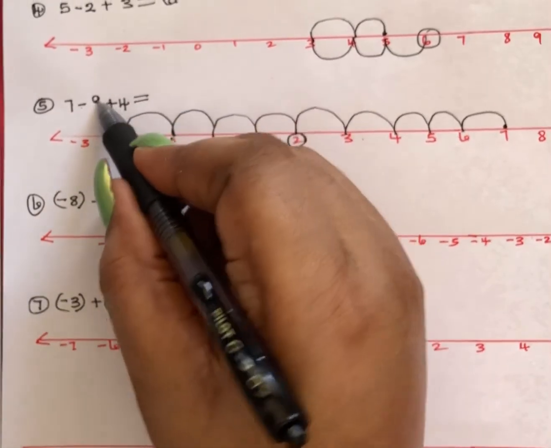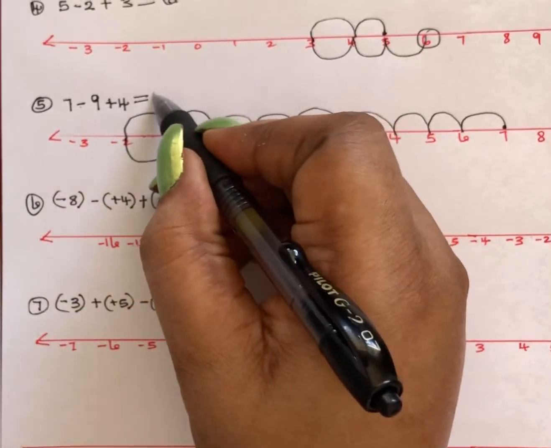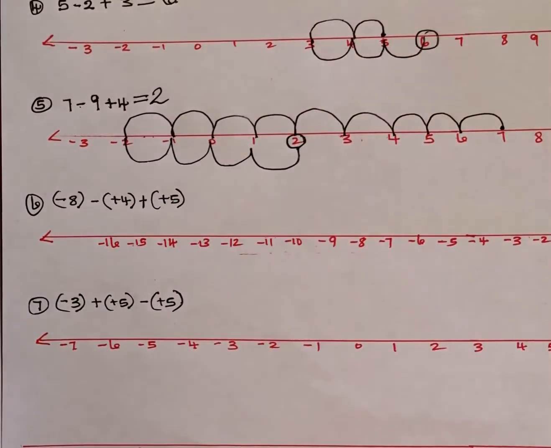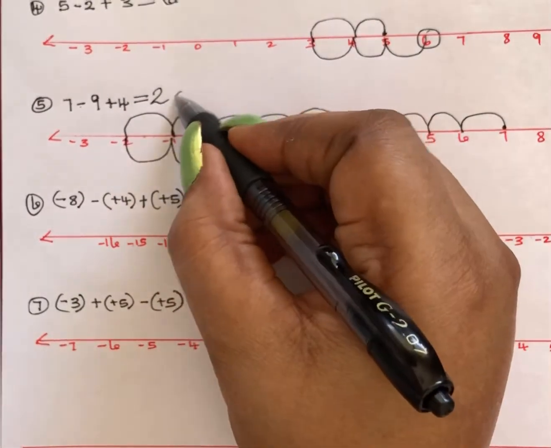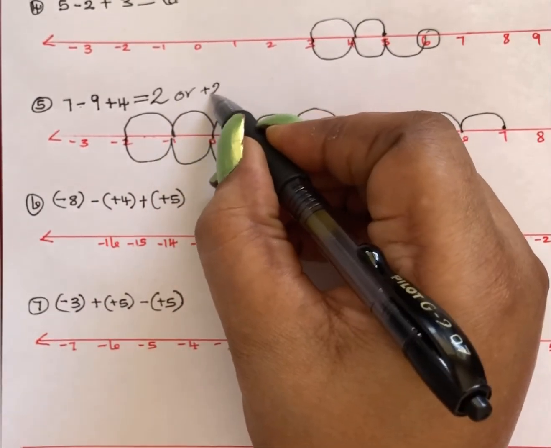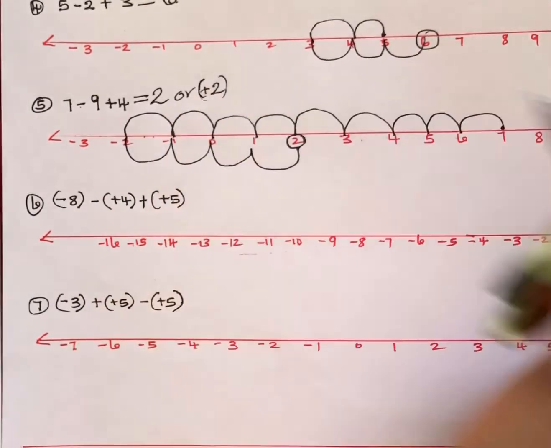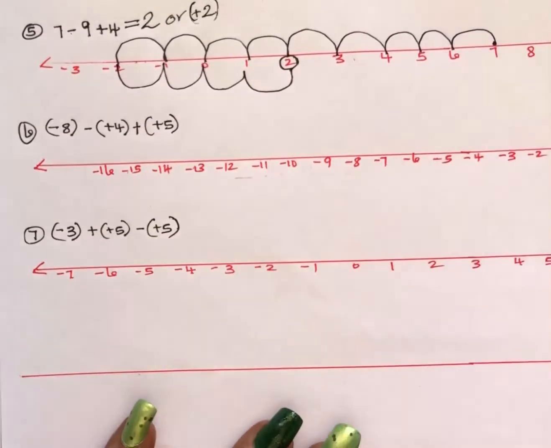All right? So this is my final answer. 7 minus 9 is minus 2. Minus 2 plus 4 is plus 2. And remember, you can write 2 or you can write positive 2. Good? Next question.